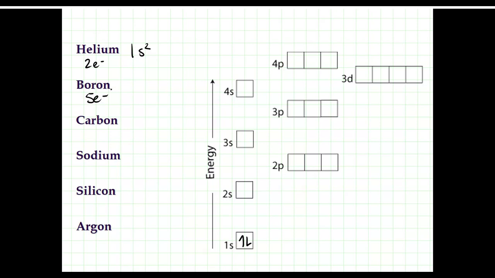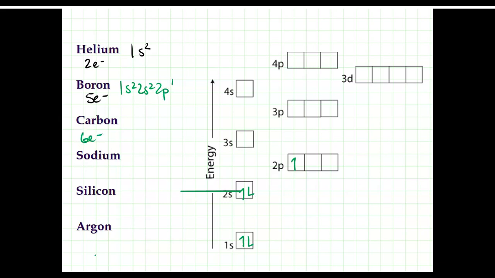Boron has 5 electrons. I'm going to reset our Aufbau diagram. Let's pick a fun new color. So boron's 5 electrons are going to go 1, 2. This guy is full, only space for 2 electrons. The next 2, 3, and 4. 1, 2, 3, 4. I have 1 more electron. It's going to go up here in the 2p. So boron's electron configuration is 1s2, 2s2, 2p1.